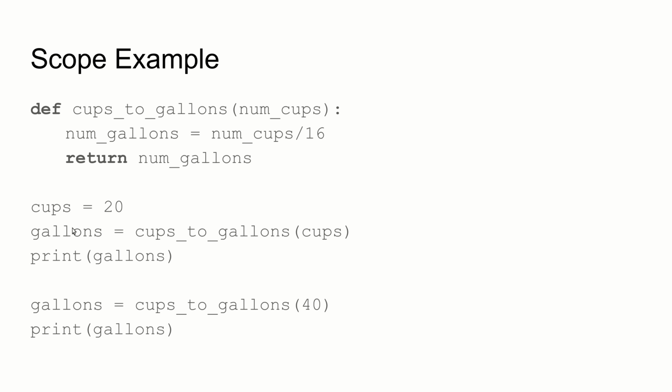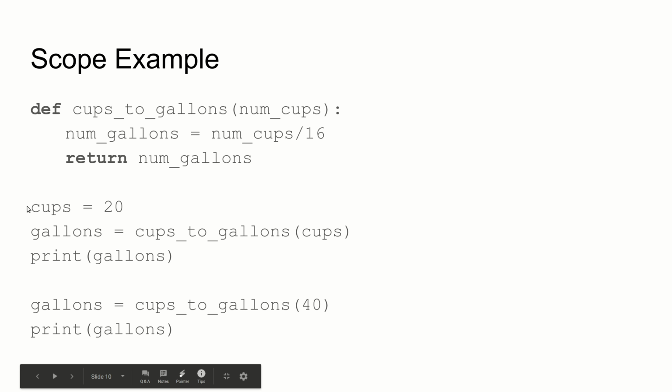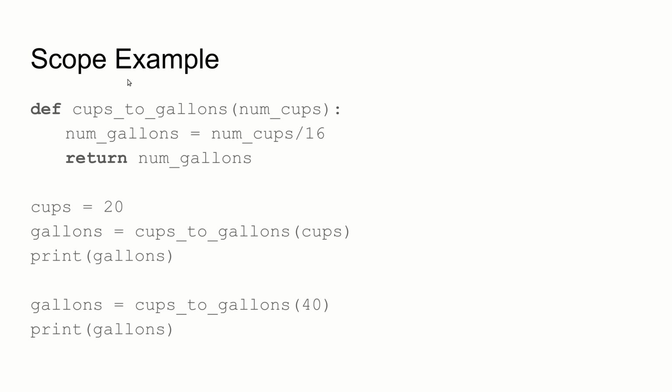I can, down below there, have a separate scope. This is the global scope. The function has its own local scope, and then outside of any function is the global scope. So I say cups equals 20, gallons equals cups to gallons with that variable cups, which is currently 20, and I print the number of gallons. And then down below, I redefine gallons to be equal to cups to gallons with 40 as the parameter.